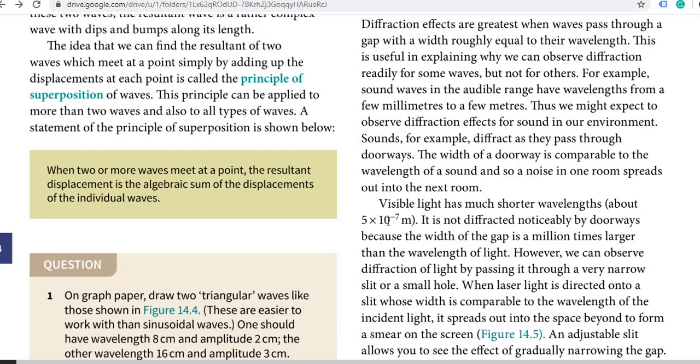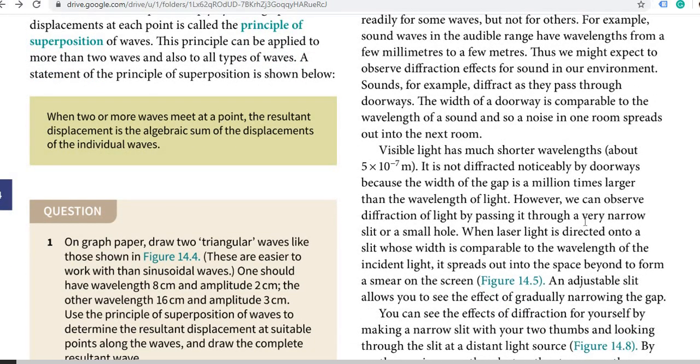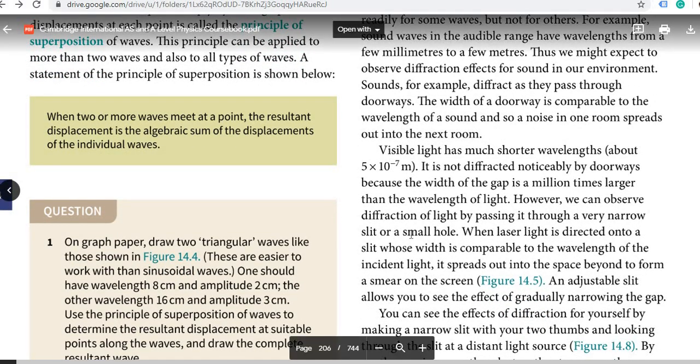Now that's why if you are in one room, if you point a torch, it can't go all the way around to the other room, because diffraction can't occur. Maybe you can get reflection. There can be reflection and you can see the light in the other room, but it can't go all the way around, because diffraction can't occur if the size of the gap is not around this value. It is not diffracted noticeably by doorways, because the width of the gap is 1,000,000 times larger than the wavelength of light. However, we can observe diffraction of light by passing it through a very narrow slit or small hole.